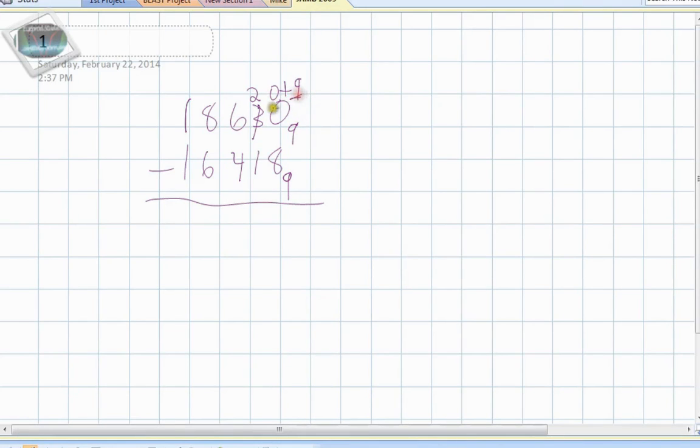Okay, so now this 0 is a 9. 9 minus 8 is 1. 2 minus 1 is 1. 6 minus 4 is 2. 8 minus 6 is 2, and 1 minus 1 is nothing. And this is in base 9. So this is your answer. Plain and simple.